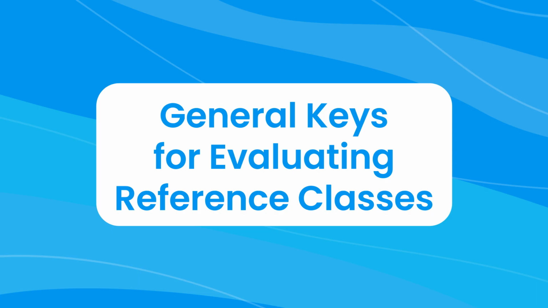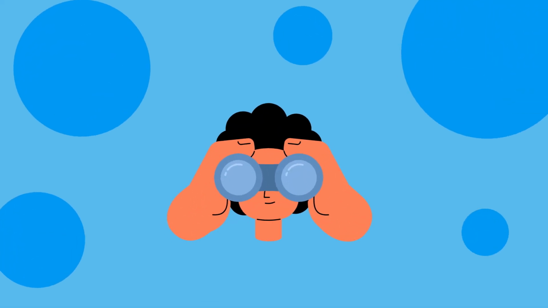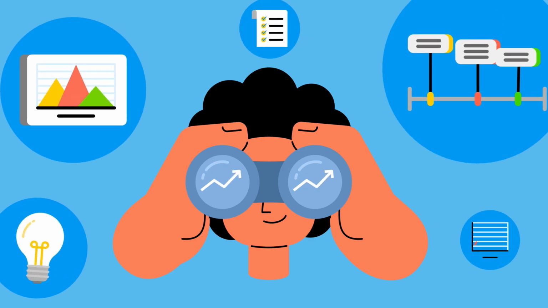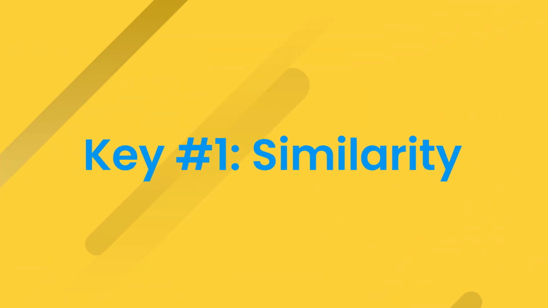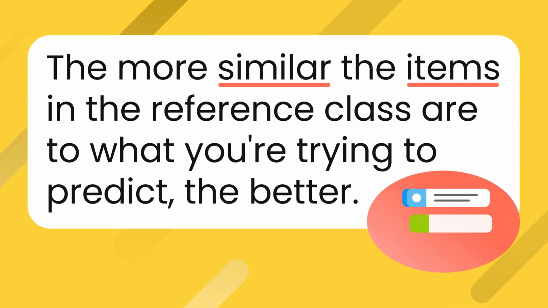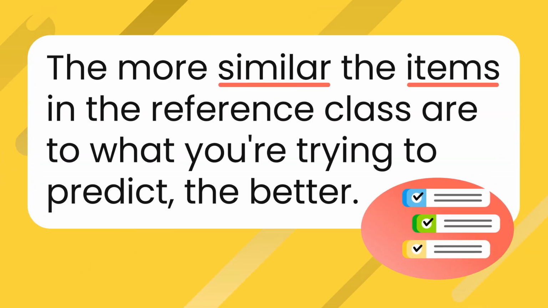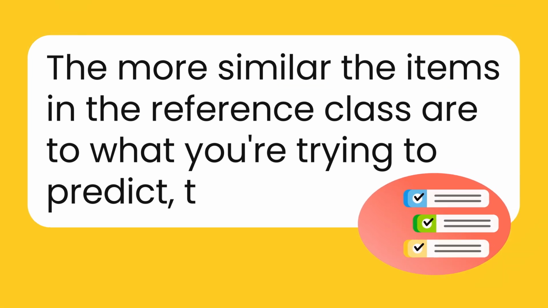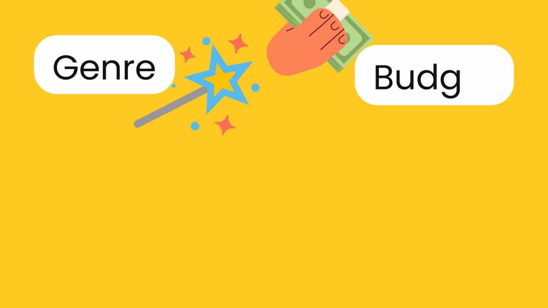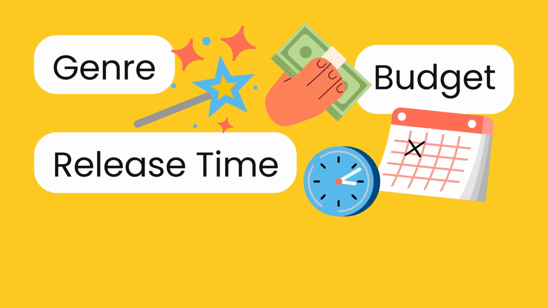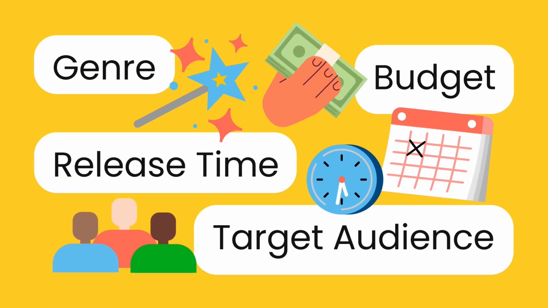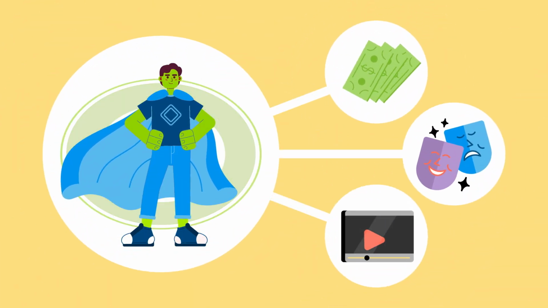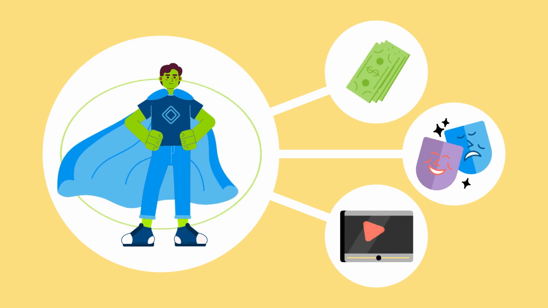So, how do we make sure that we are identifying the most useful reference classes to inform our forecasts? Here are 3 key things to remember when selecting suitable reference classes. Key number 1, similarity. The more similar the items in the reference class are to what you are trying to predict, the better. If making predictions about box office sales, record releases, or how successful a new video game or book will be, look for factors like genre, budget, release time, and target audience. For instance, if you're predicting the success of a new superhero movie, compare it to other superhero movies with similar budgets, lead actors, and marketing efforts.